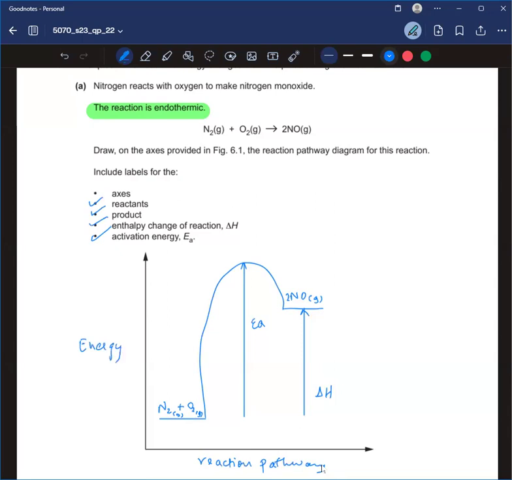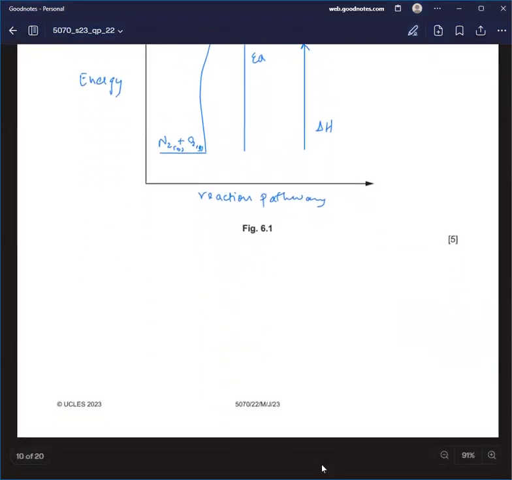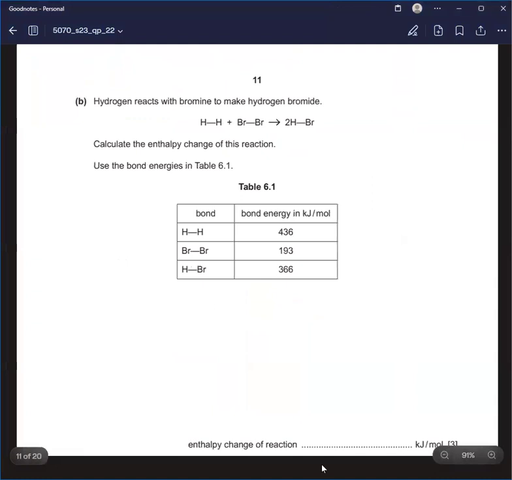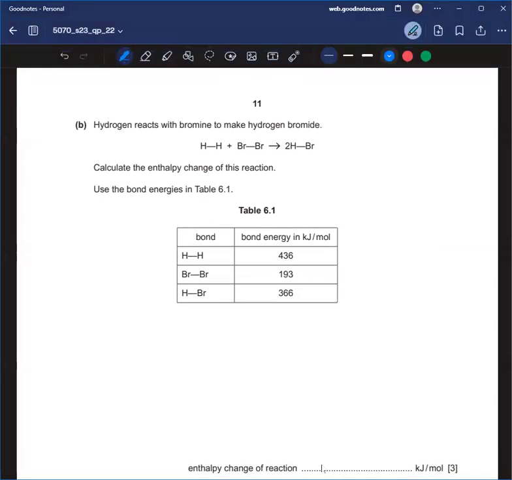All right, let's move towards the next question. Hydrogen reacts with bromine to make hydrogen bromide. Calculate the enthalpy change of this reaction. Use the bond energies. You know that to calculate the enthalpy change of reaction, we need to subtract bond making from bond breaking, right?